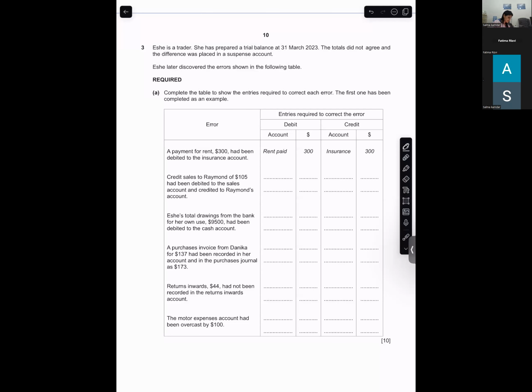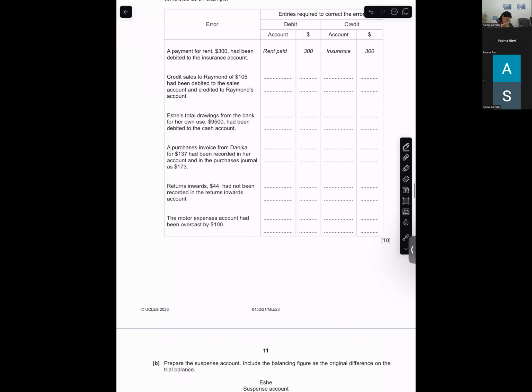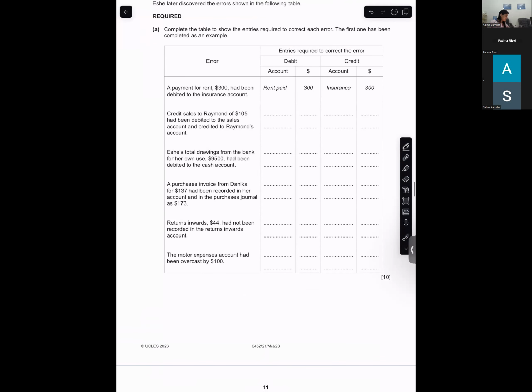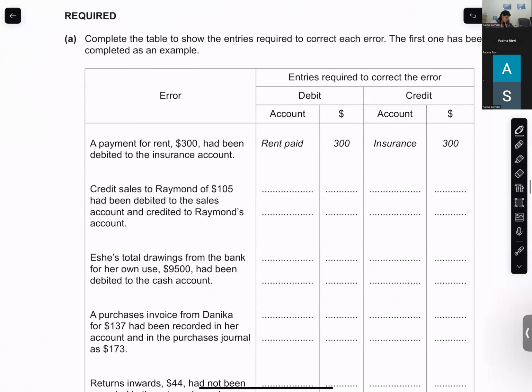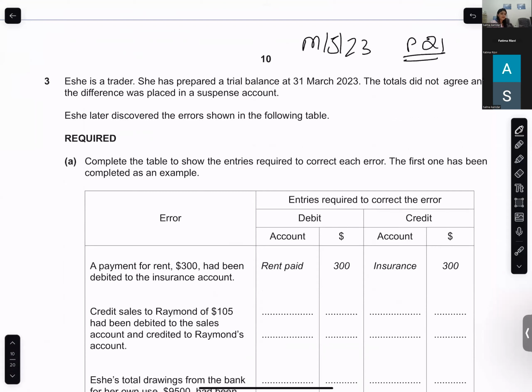May, June 2023. Paper 21. This is the sum of errors and correction. So whenever we have errors and correction, how do we proceed? Can you tell me? How do we proceed for errors and correction?